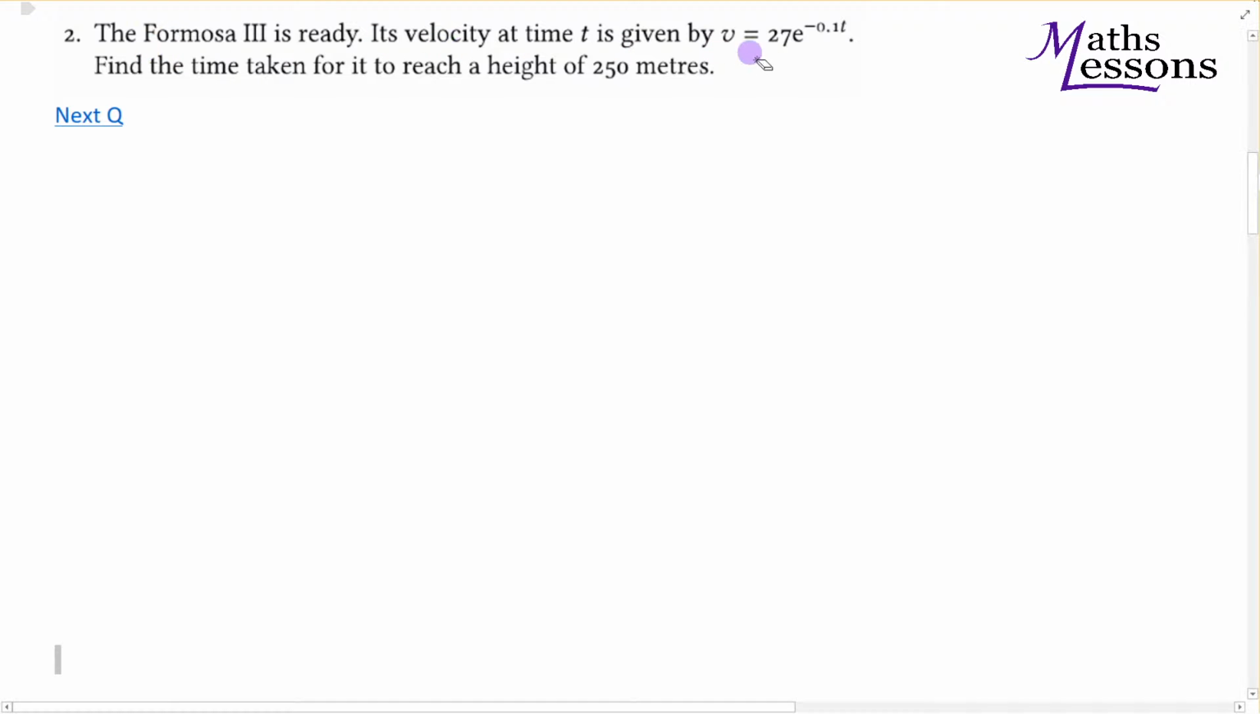Okay, so we've got this problem with our Formosa 3 and it's ready to take off, and we're going to just go through this question. So let's just draw a quick picture of what's going on with a pen rather than a rubber. Here we go. It's being temperamental. Right, here we go. Still being temperamental.